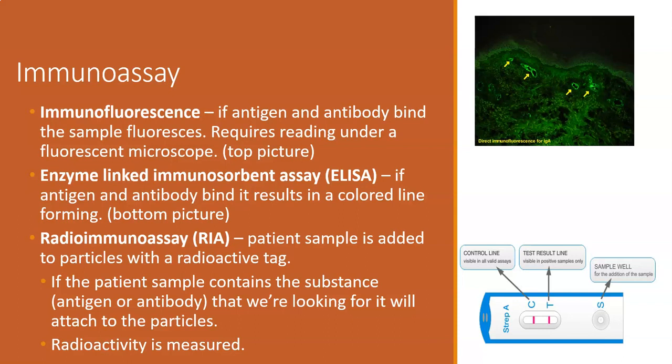Radioimmunoassay, RIA: the patient's sample is added to particles with a radioactive tag. If the patient's sample contains the substance, antigen or antibody, that we're looking for, it will attach to the particles. Then a wash is done and the radioactivity is measured. So if you have a high level of radioactivity, that's a positive, and no radioactivity is a negative. And this most frequently is done in a quantitative method because the amount of radioactivity present is directly proportional to the substance present in the patient's sample.